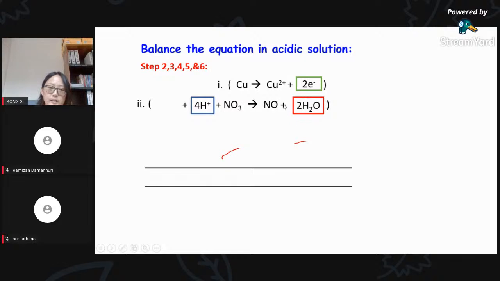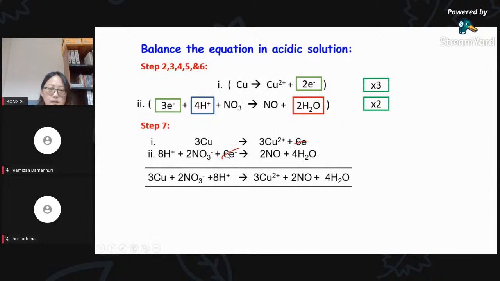The charge at this side is 0. And the charge on this side is positive 3. 4 times positive 1 is positive 4, positive 4 plus negative 1, so positive 3. Here is 0, here is positive 3. That's why you need to add 3 electrons. Next, make sure both sides have the same number of electrons. Times 3, times 2. Okay, so step 7, just combine everything. Cancel off the number of electrons. So this is the balanced equation in acidic solution, or acidic medium. Okay, don't forget step 8, double check.